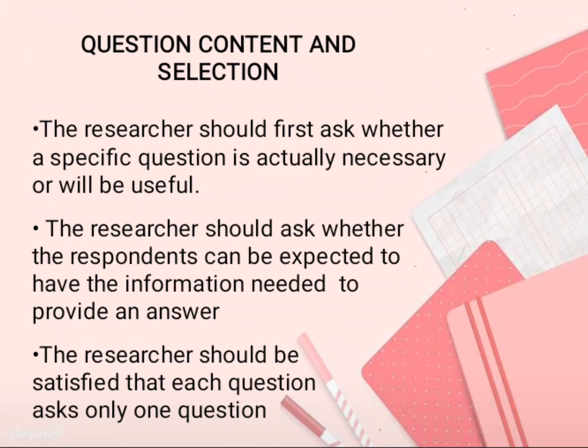First, the researcher should ask himself or herself whether a specific question is actually necessary or will be useful. Next, the researcher should ask himself or herself whether the respondents can be expected to have the information needed to provide an answer. Perhaps a question needs to be more concrete, specific, or related to the respondent's personal experiences. And last, but not the least, the researcher should be satisfied that each question asks only one question. This is a common occurrence in questionnaires, and yet it does not receive the attention that it deserves.